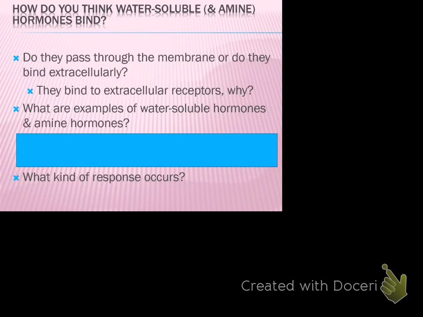Many times, these tend to be the amine hormones. We've talked about, in some of our classes, or even last lecture we alluded to some of these being called catecholamines and things like that. So the amine hormones tend to be the water-soluble ones. So what were some examples of the water-soluble ones? I already gave you one. What was the example that I gave you? Insulin. What's another example that would be water-soluble? Epinephrine. Adrenaline, noradrenaline, things like that. Acetylcholine.